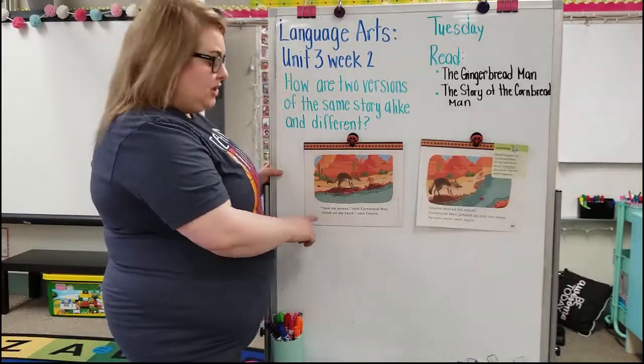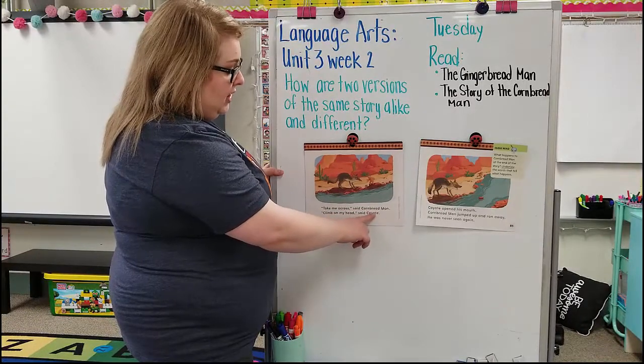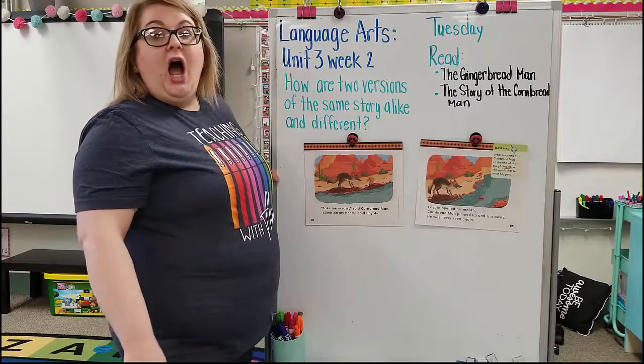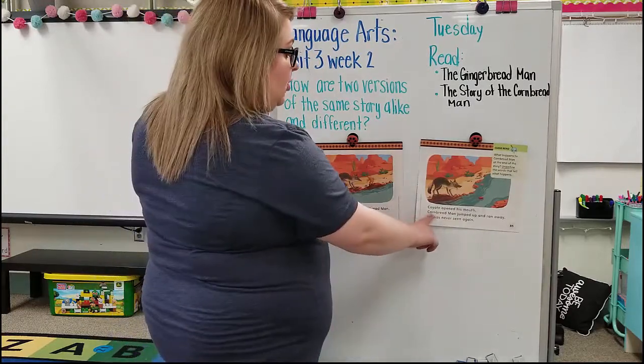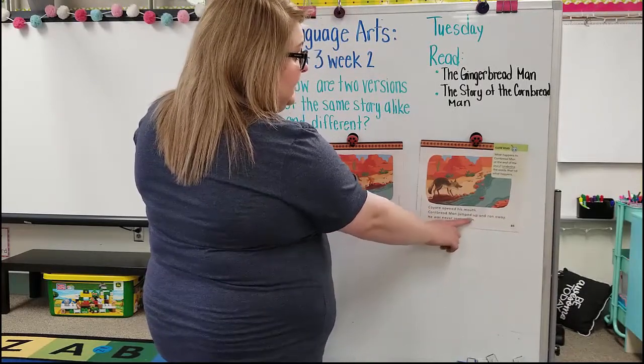Okay, last 2 pages. Take me across, said Cornbread Man. Climb on my head, said Coyote. Coyote opened up his mouth. He was ready. Oh, he's going to eat the Cornbread Man. Cornbread Man jumped up and ran away. He was never seen again.